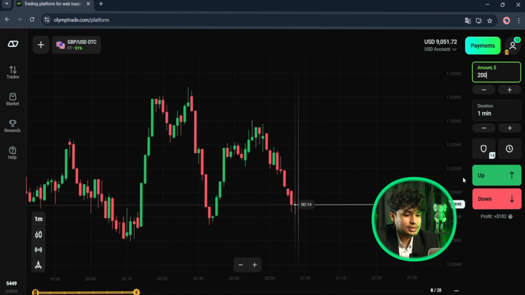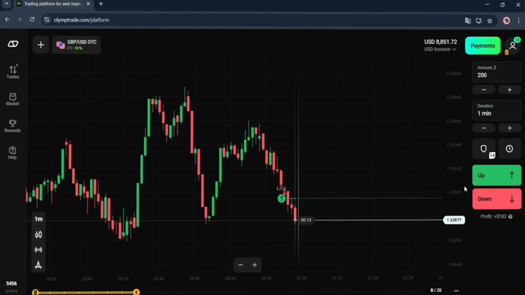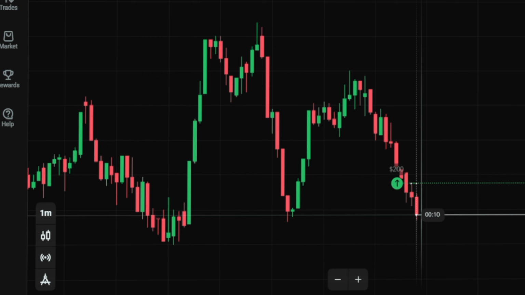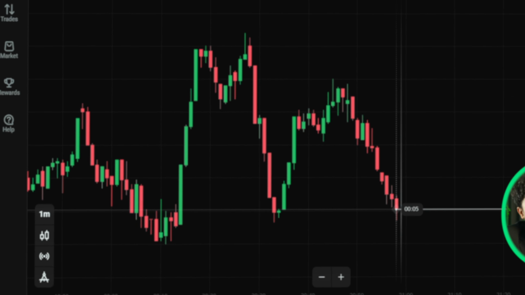But now comes the part people hate. Another psychological test. Trade number 5. I increased to $200 and enter up. In the moment the logic seemed reasonable. It looked like the market might try to push higher again. But the impulse doesn't hold. Price turns down and the trade closes in a loss.